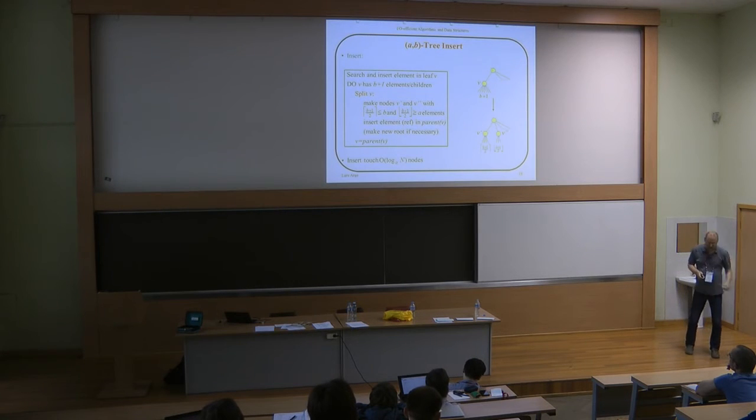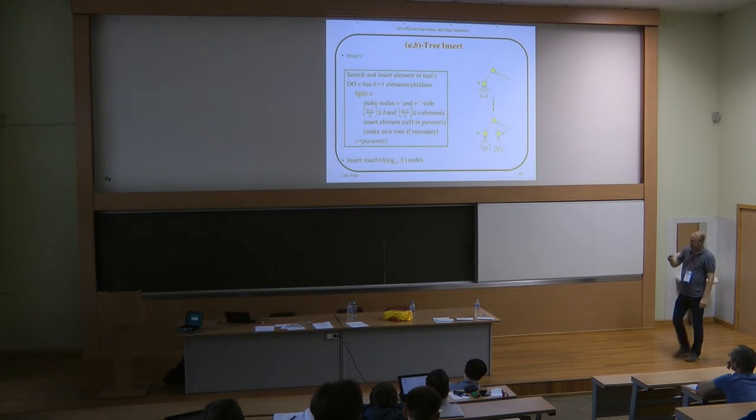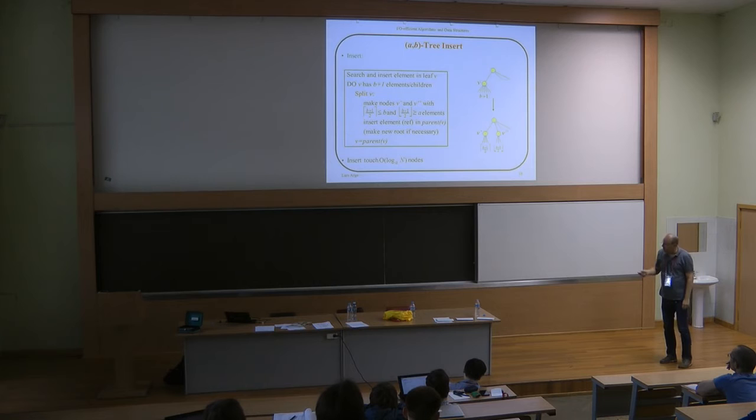Okay, so I stick an element in a leaf. If it's too many, I split it. If its parent has too many, I split it, and I keep doing that until I'm done. I can mostly travel one path, so I touch at most this many nodes. Good?